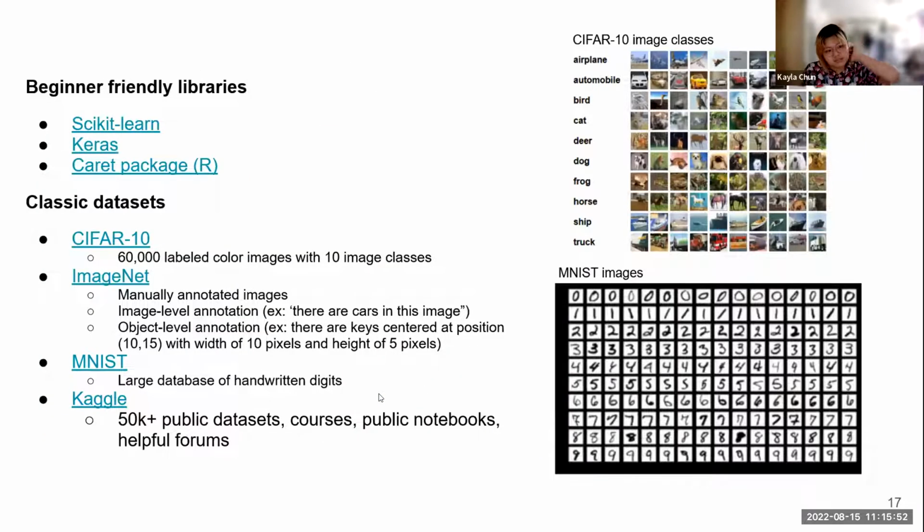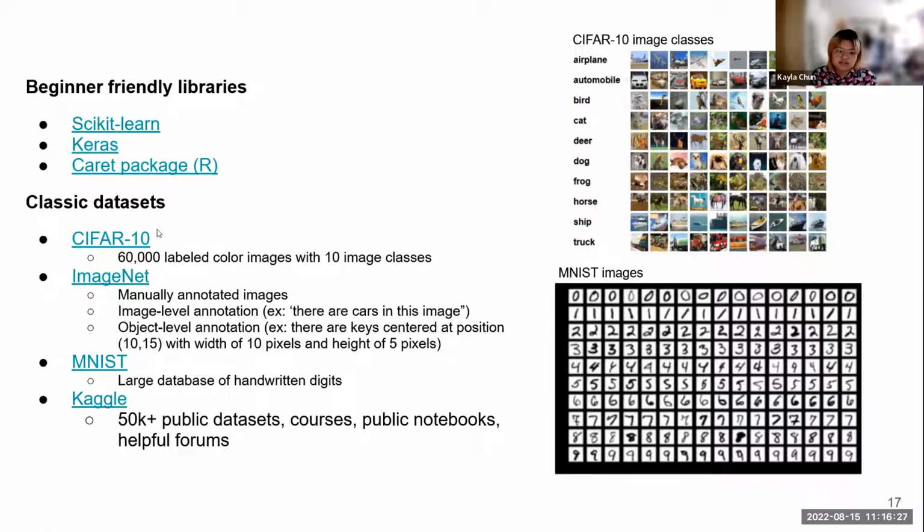And then here are also some beginner-friendly resources that you can look at. Here are some beginner-friendly libraries, scikit-learn and Keras. These are both in Python, and these are all linked, so if you're in the read-only PowerPoint, you can click on them. And then there's also the caret package in R, which is good for image classification and regression. Also, R has a lot of built-in things in its base language that are good for machine learning.